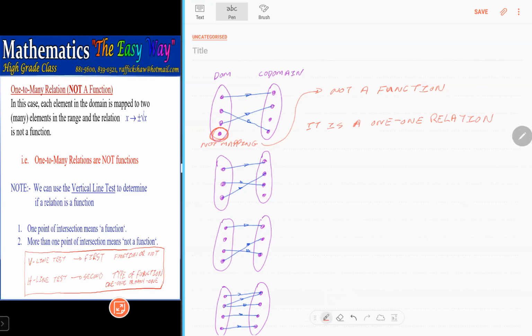Each element in the domain must map one time alone. That fancy statement that people write simply means all the elements in the domain must map. And when they map, they can only map one time alone for it to be a function. Good? All right, let's look at the second one now.